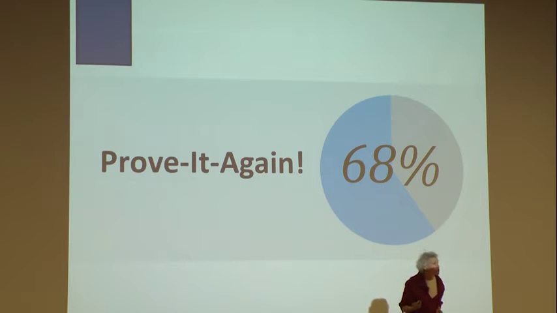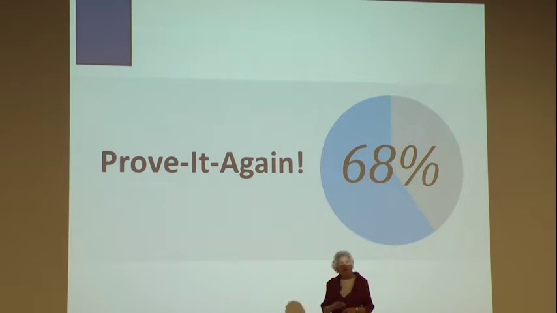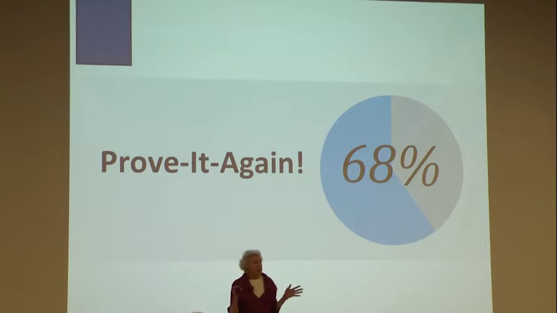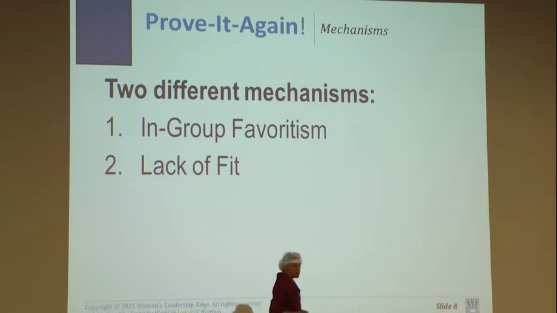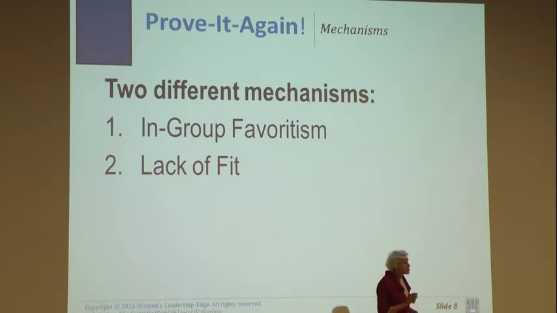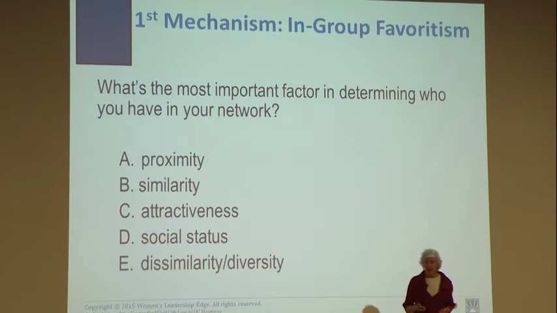Okay, here's the first of the 4 patterns. I call it prove it again. 2/3 of the women I interviewed reported it, and then in the survey we did through the Association for Women in Science of women in STEM, 2/3 of them reported it too. So that's a pretty robust figure. Although, by the way, 77% of black women did. It stems from 2 different mechanisms. The first is called in-group favoritism. The second, lack of fit.